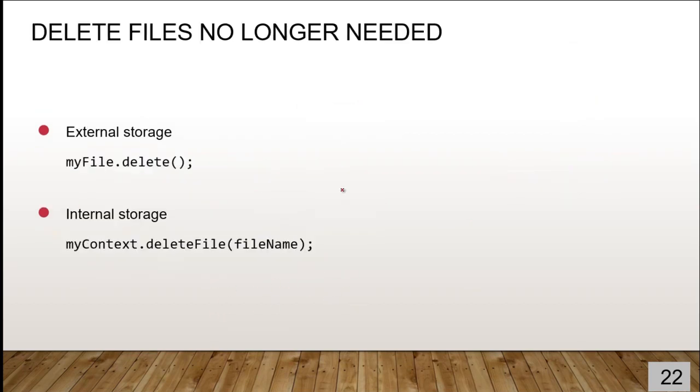If you want to delete files that are no longer needed for the external storage, use the File object and call the delete method. And for the internal storage, use the deleteFile method, I mean call it on the context you're in and pass the name of the file that you want to delete. You can also use this delete method on the File object for deleting files that you have stored in the internal storage. You can also call this one.